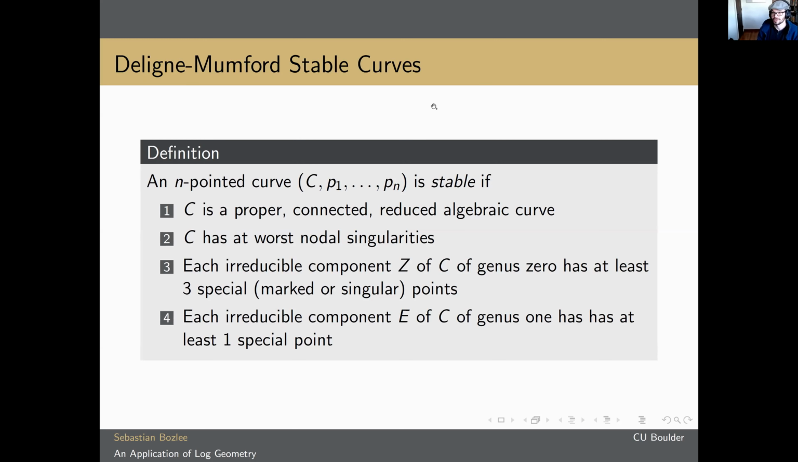So here's one way to do it. This is due to Deligne and Mumford. So we start by defining the kind of curve that's going to show up in this moduli space, this bigger moduli space than just the moduli space of smooth curves.